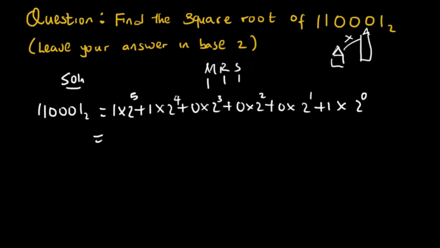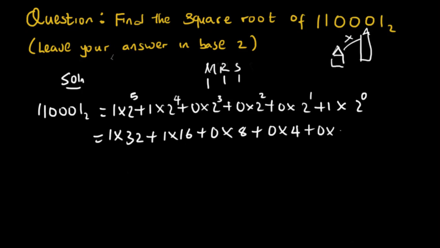Now we can solve. So we have 1 times 2 raised to power 5, which is 2 times 2 times 2 times 2 times 2. That will give us 32. Plus 1 times 2 raised to power 4, that is 16. Plus 0 times 2 raised to power 3, that is 8. 2 raised to power 2 is 4. 2 raised to power 1 is 2. 2 raised to power 0: anything raised to power 0 is 1.